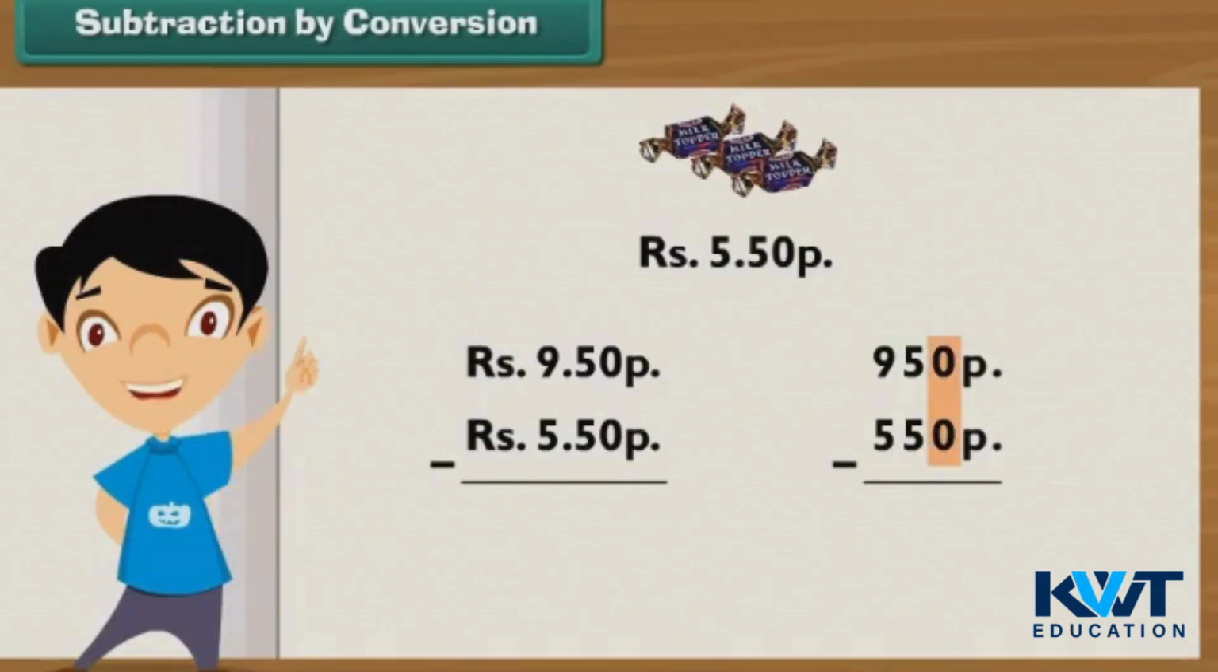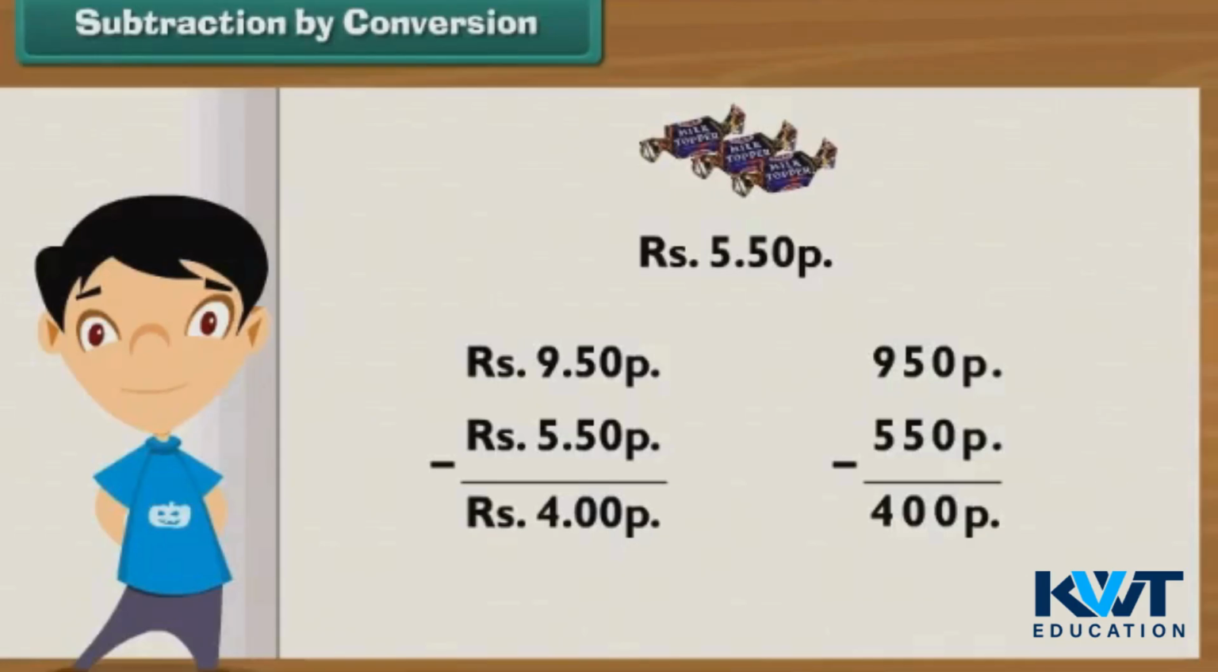0 minus 0 is equal to 0. Write 0 under 0, in the 0 column. 5 minus 5 is equal to 0. Write 0 under 5, in the 5 column. 9 minus 5 is equal to 4. Write 4 under 9, in the 9 column. So the amount left with Ravina is 400 paise, that is 4 rupees.